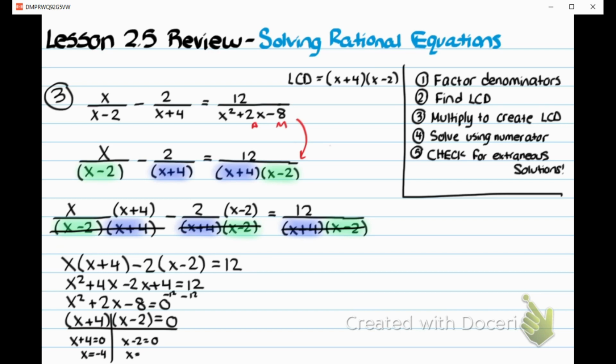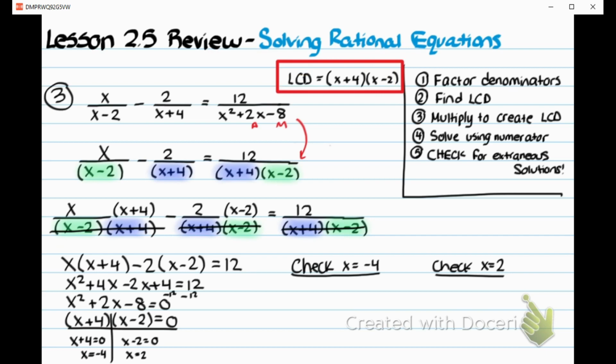So we're not circling anything yet because we have to do what? Hopefully you said check. So we're going to check each of them. So we're going to check x equals negative 4, and we're going to check x equals positive 2. So remember, the easiest way to do this is to see if when you plug it into any of the factors, any of the LCDs, would it make 0? Okay, so your two LCDs are right here.